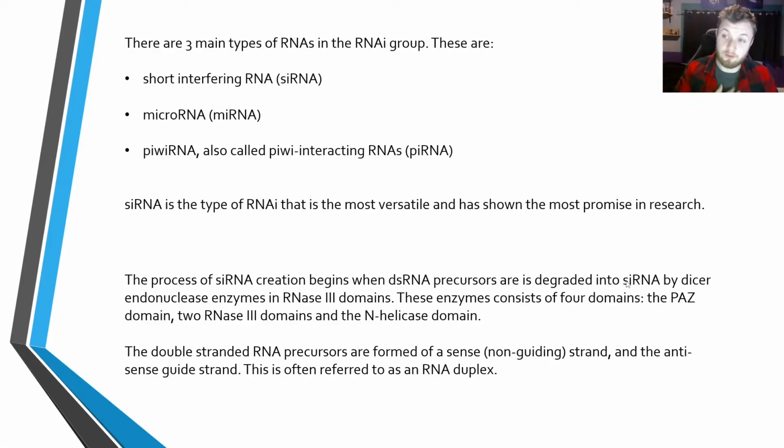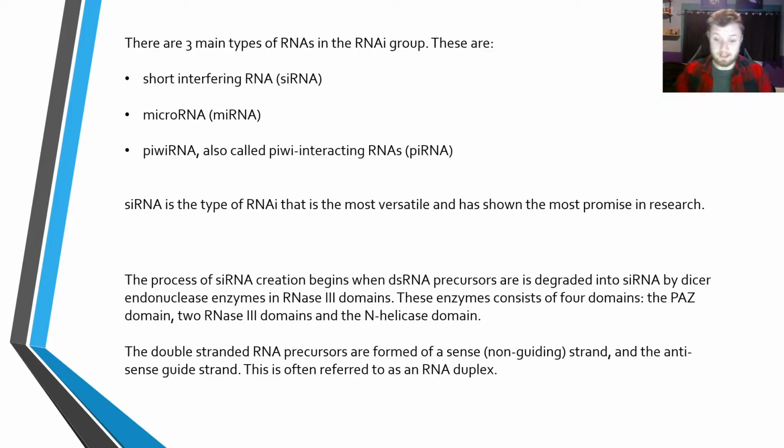There are, however, three main common types of RNA within the RNAi group. These are short, also called small, interfering RNAs, or siRNA, microRNAs, or miRNAs, and piwi RNA, also called piwi-interacting RNAs, or piRNA, named after the special type of Argonaute protein that they interact with. These are unique because they only work in the gametes.